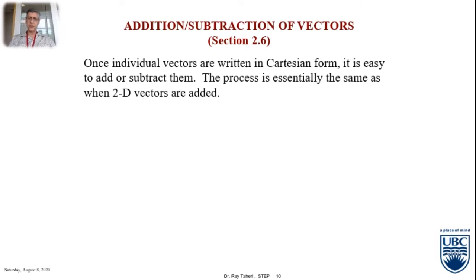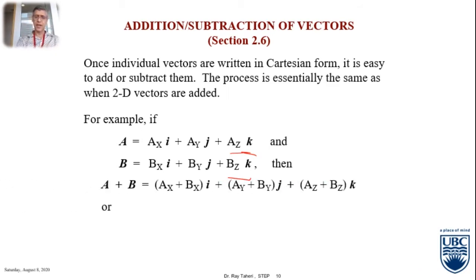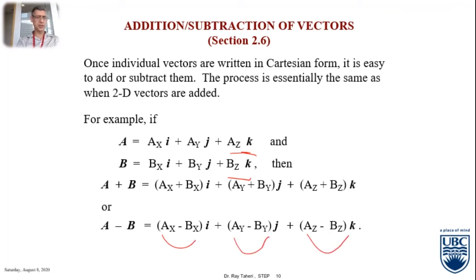So we talk about the addition and subtraction. Now the only difference here is that we have an extra k component. So you add x's, you add y's, and you add z's, and at the end you have x, y, z. A plus B is Ax plus Bx I, Ay plus By j, Az plus Bz k. Or if you want A minus B, with the same analogy, you have these components.